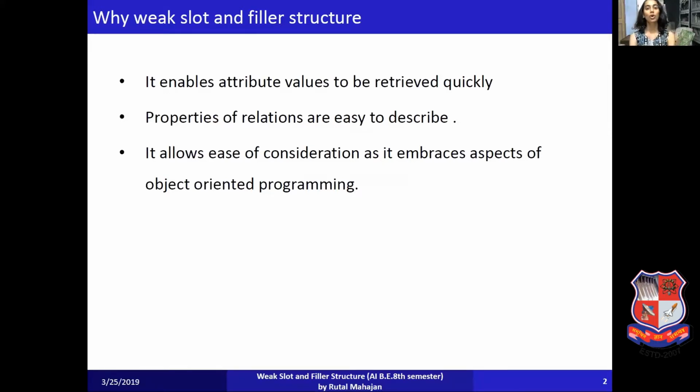Now, this is the knowledge representation technique that we are using for storing certain types of knowledge using attribute value pairs. And one of the techniques is weak slot and filler structures. Among these weak slot and filler structures, there are various types that we will see. One is the semantic net and another is the frame.